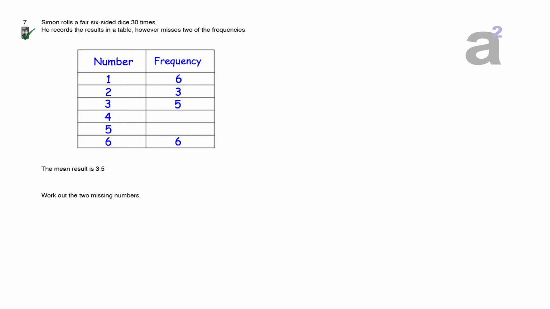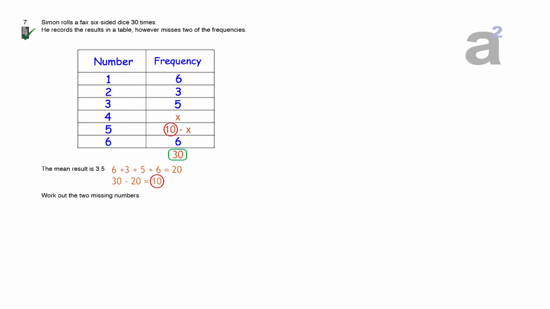He has done this for 30 times. So the numbers in the frequency, when we add them, the sum should be 30. So if the first missing number, which is against 4, is taken as x, which is unknown, the next should be 10 minus x, because we already have 6 plus 3 plus 5 plus 6. When you subtract this sum from 30, you get 10. So the sum of the frequencies against 4 and 5 will be 10. So if the number against 4 is taken as x, then the number against 5 will be 10 minus x.